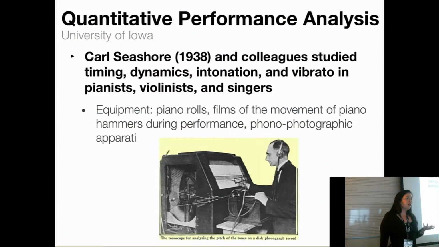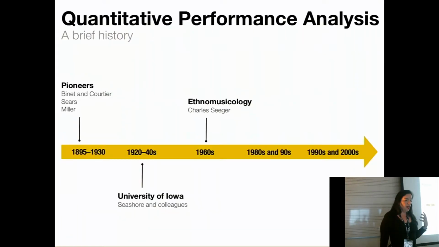And perhaps because of the complexity of this, interest waned a little bit. So we have some small spikes in interest in the next 40 years. One of the most notable was Charles Seeger, who was an ethnomusicologist who was interested in doing automatic transcription and developed this tool called the mellograph.